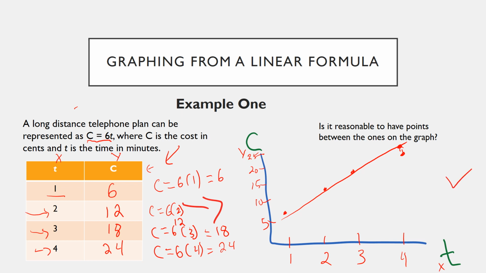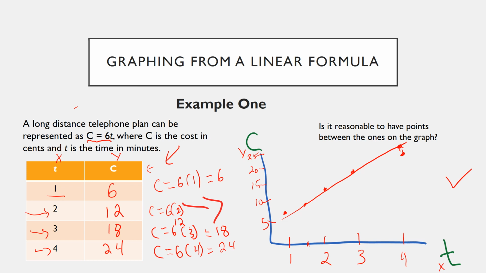Now the last question they might ask you on your assignment, it might say, is it reasonable to have points between the ones in the graph? What that's saying is, would it be reasonable to actually have had something here for, let's say, 1.5? Would that have been reasonable? Would it be reasonable to show information for 2.5, 3.5, whatever it would be? And the answer would be, well, yeah, because you can actually have something go on for 1.5 minutes, right?